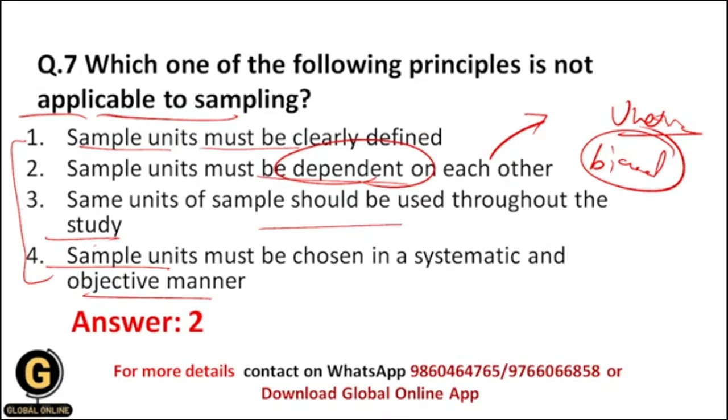Sample units must be clearly defined. Yes, this is one of the principles applicable to sampling. As well, the same units of sample should be used throughout the study. When we use different units, then obviously our results won't be accurate, right? So this is again one of the principles applicable to sampling. Sample units must be chosen in a systematic and objective manner. Again, this is one of the principles of sampling, because we need to do all the procedures in a systematic and objective manner.